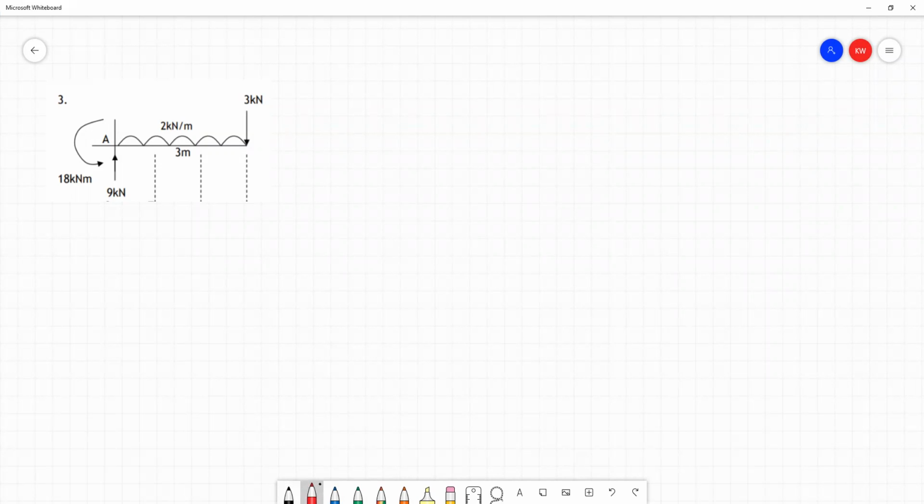In the process of making these diagrams, we're going to consider the points at 1 meter from point A, and 2 meters from point A, as well as point A and the far end of the beam, which we'll call, as usual, point B.